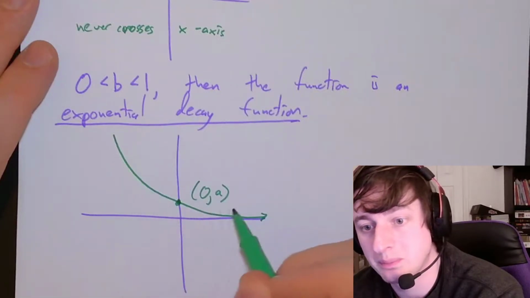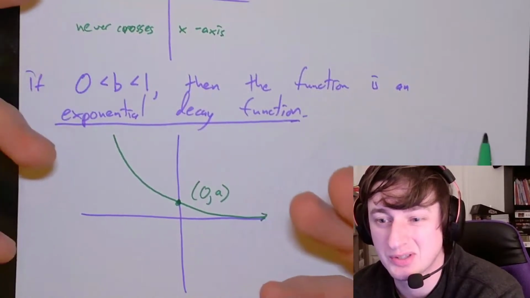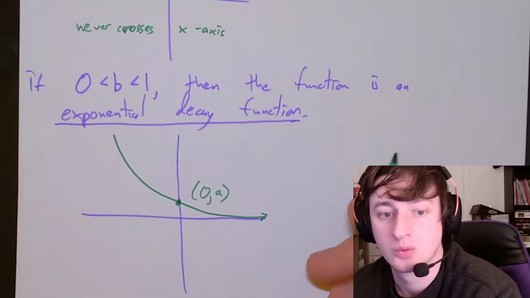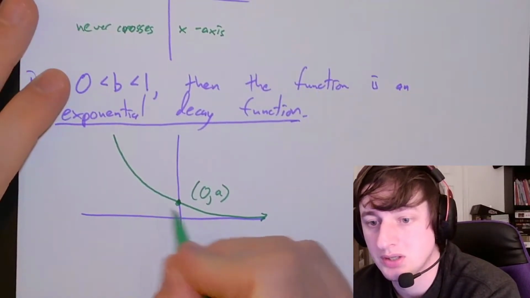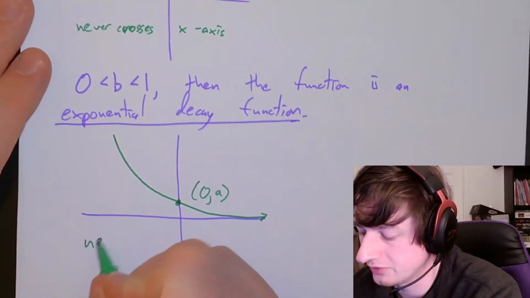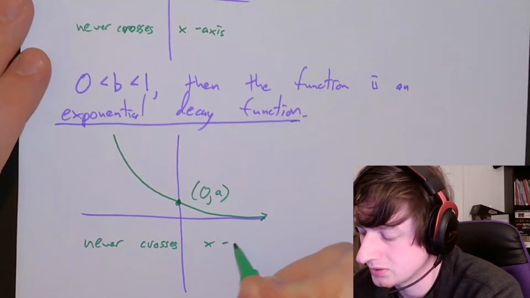And as we put in really big numbers for x, because b is a small number like a quarter, 0.25, we multiply by 0.25 over and over and over, and we're going to get really tiny numbers. So we get really tiny numbers. This also never crosses the x-axis.